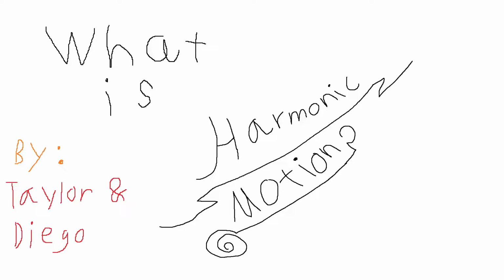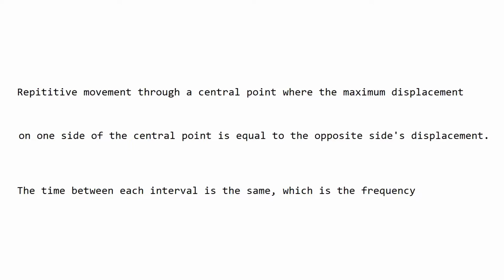Hello, today we are going to explain what is harmonic motion. Harmonic motion is repetitive movement through a central point, where the maximum displacement on one side of the central point is equal to the opposite side's displacement. The time between each interval is the same, which is the frequency.